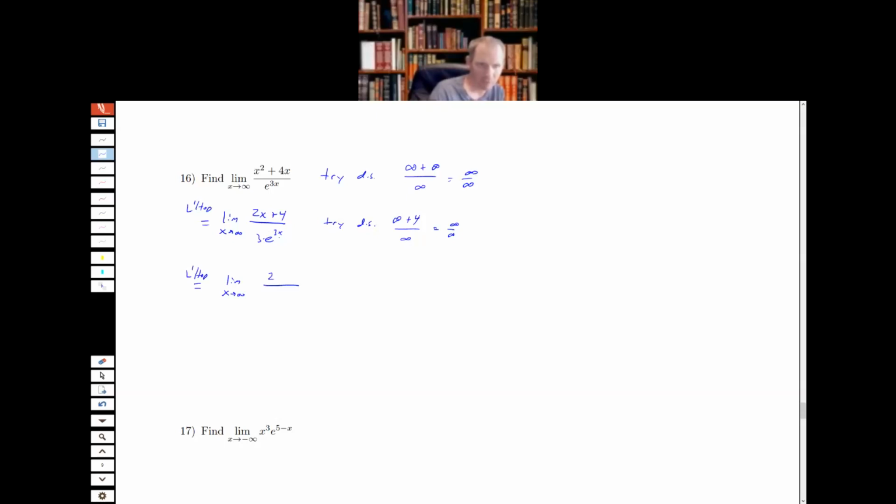Okay, so when I take a derivative on the top, I'm just going to get 2, right, plus 0. On the bottom, I'm going to get e to the 3x times 3, and then I have this other 3 hanging out. And now as x goes to infinity, I'm going to get an infinity in the bottom, but just a 2 in the top. And if I have a limit where the denominator is going off to infinity, the numerator staying fixed, and dividing by bigger and bigger numbers, that's going to go to 0. So the limit as x goes to infinity of (x squared plus 4x) over e to the 3x is equal to 0.